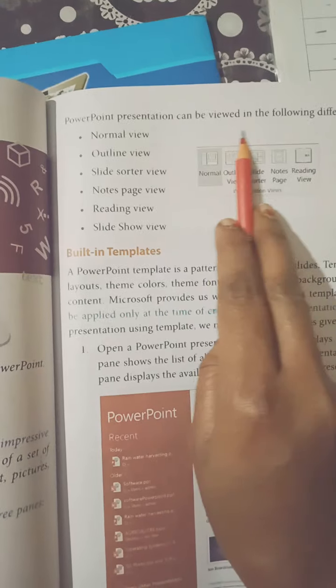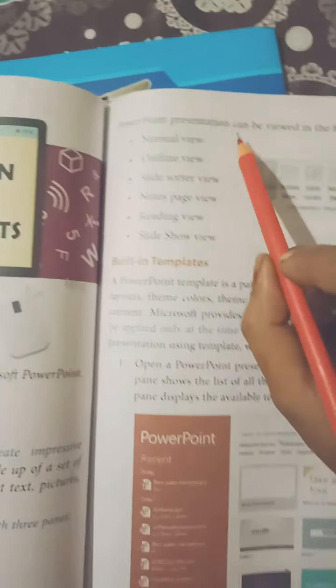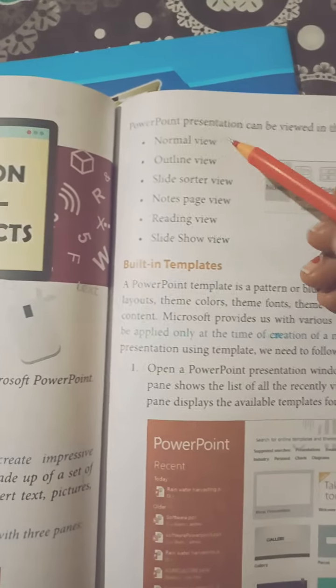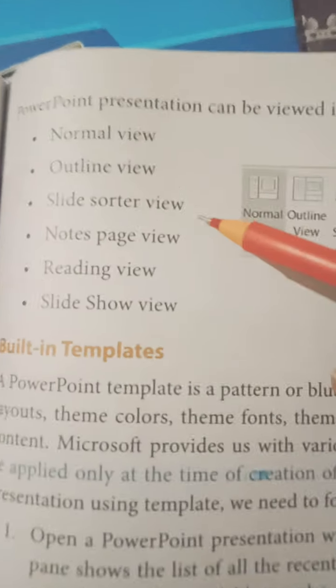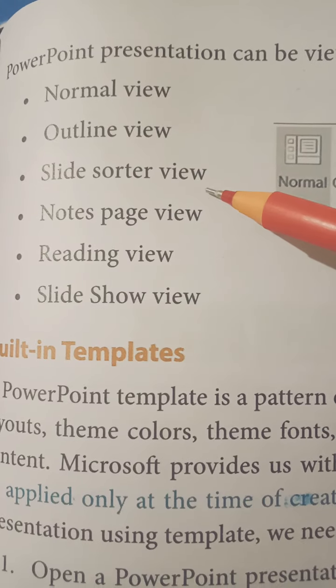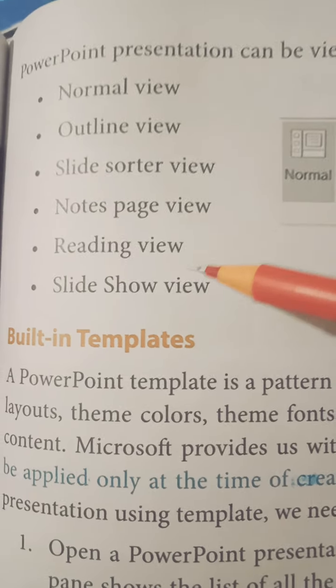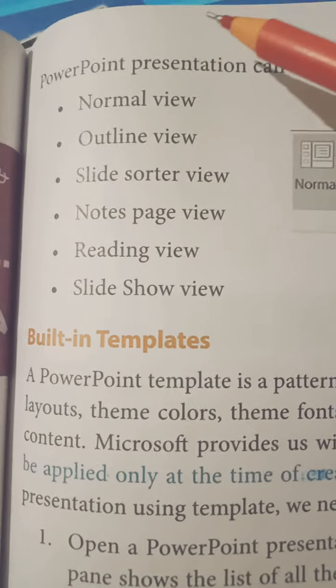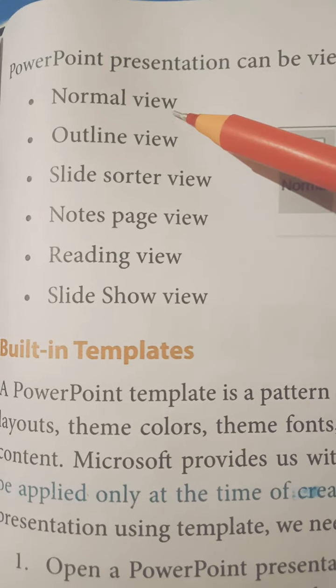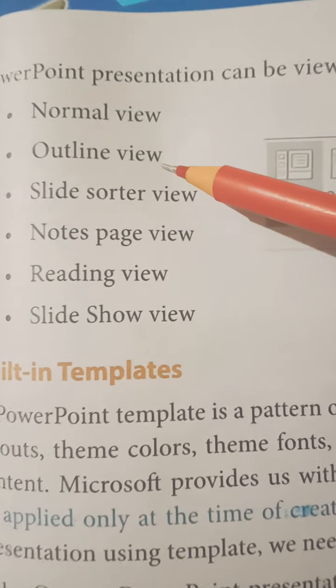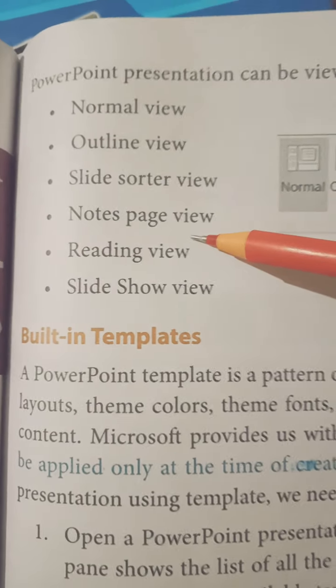Again, in PowerPoint presentation, the second thing is what are the different PowerPoint presentation views available. First is normal, second is outline, third one you can see here is slide sorter view, then note page view, reading view, slideshow view. Which view is available by default? Normal view. We can either select outline view, slide sorter view, note page view, reading view and slideshow view. These are the different options through which we can view our presentations in PowerPoint.